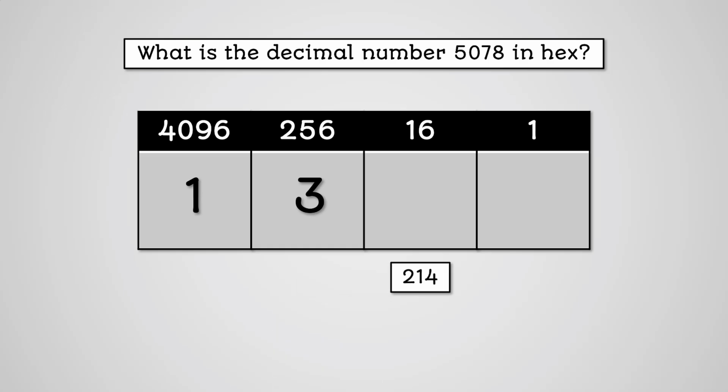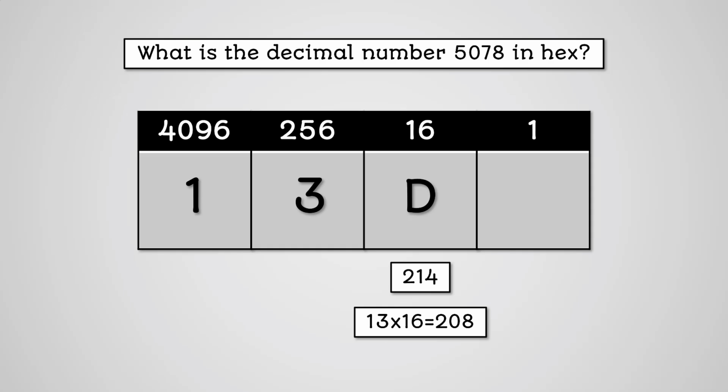Will 16 fit into 214? Yes. How many times? 13. But what is the hex code for 13? Using the table from earlier this lesson, we can see that it is D. So we put D in the 16 column. 13 times 16 is 208, so we have to take 208 away from 214.